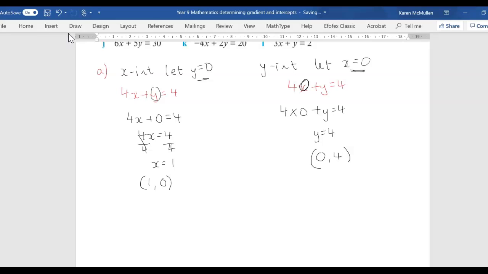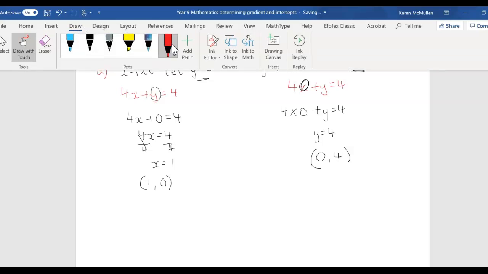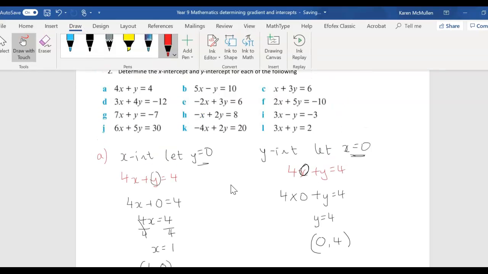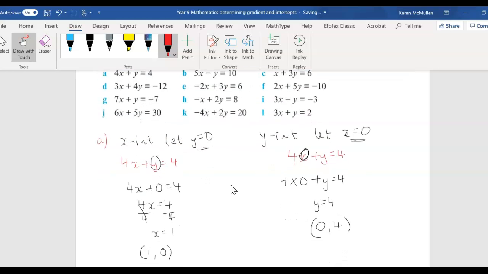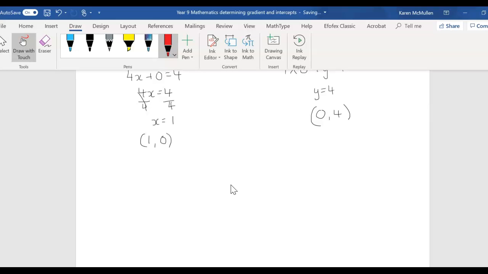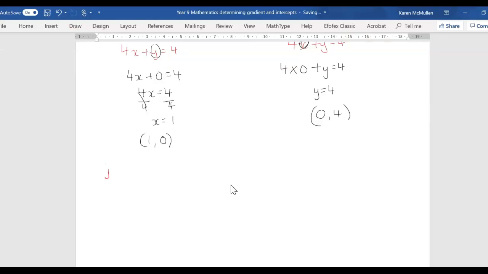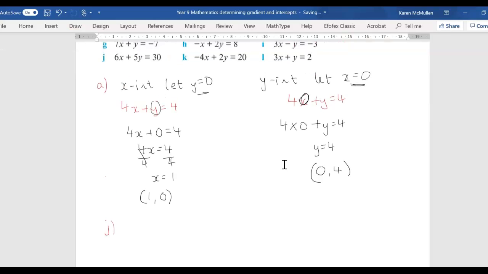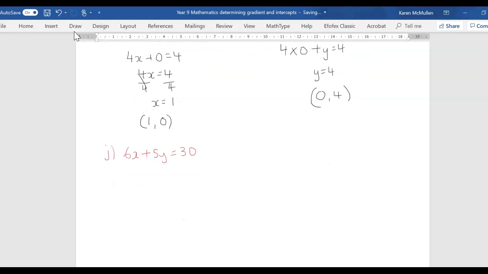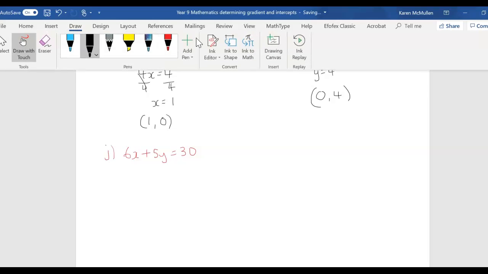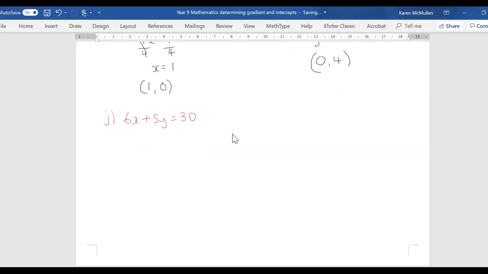All right, let's have a go at doing another one. Now I'm not going to do an easy one. Let's choose a harder one. Let's do J. I'm going to have to write it down. We've got 6x plus 5y equals 30. Now this question is taken from your textbook too, so I'll figure out which question it was and let you know so you can have a go.